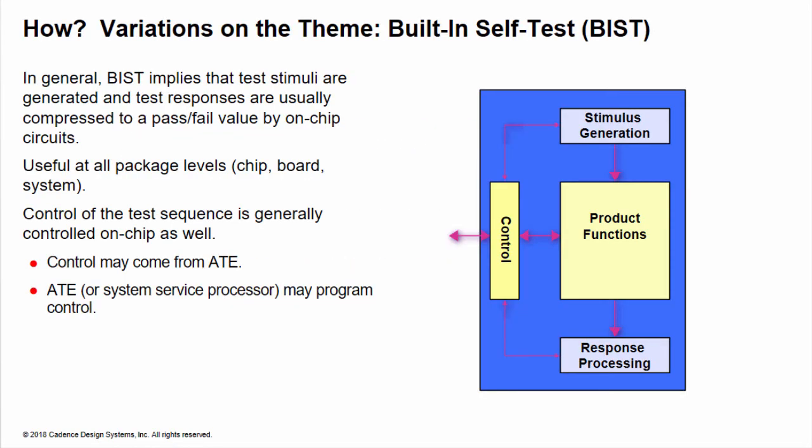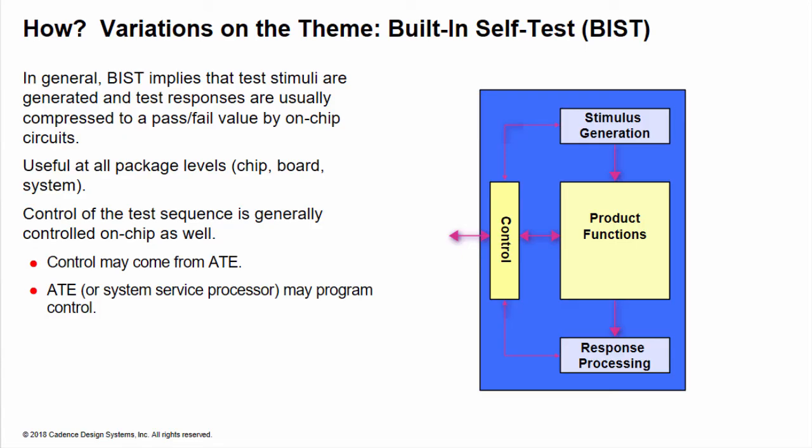Now we'll take a quick look at some of the other test methods, starting with built-in self-test, or BIST. In general, BIST simply means that the test stimuli is generated on chip. The responses are captured on chip and the test itself is controlled on chip. The stimuli may be deterministic or pseudo-random and the responses are normally compressed to a pass-fail value, which is checked at the end of the test. Otherwise, all of the concepts and rules discussed before still apply.